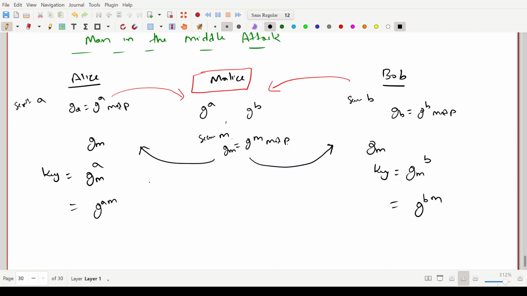Malice will have a key to communicate with Alice. He will have a key to communicate with Bob. Because he has g raised to a and g raised to b, both things, he can compute g raised to a raised to m. He will get the key for Alice, that is g raised to am. He has g raised to b from Bob. He will put it raised to m. He will have g raised to bm. So that's why it is called the man in the middle attack, because the middle guy has the two keys, with which he can communicate with Alice, pretending that he is Bob, and g raised to bm, he can communicate with Bob pretending that he is Alice. So that's why it is called the man in the middle attack.